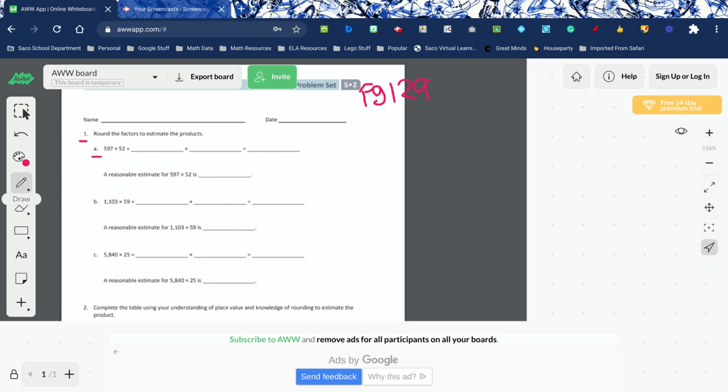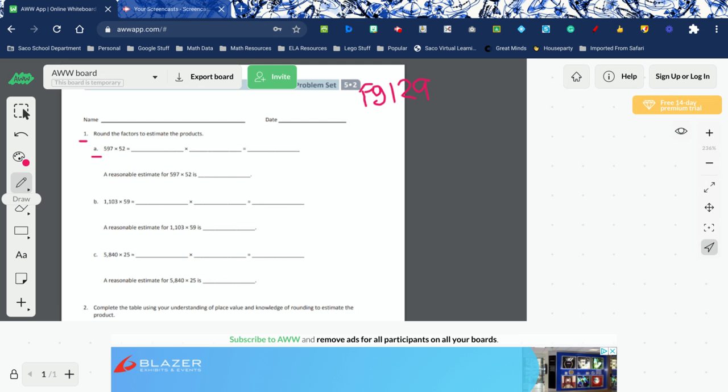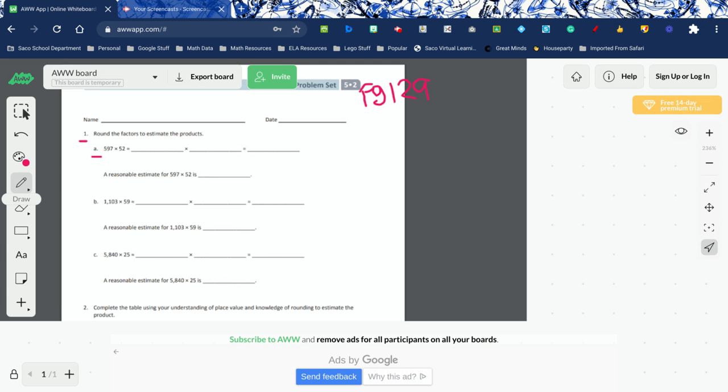Let's look at problem 1A together. I see that it says round the factors to estimate the products. A says 597 times 52 is about equal to blank times blank, which equals blank. So in the real world, we might come across numbers like this to multiply. These are not quick or easy numbers to multiply, but sometimes we might want to know about what our answer is going to be or get close to the actual answer. So instead of writing out this problem on paper and solving it in the standard algorithm, instead, we can choose to estimate.